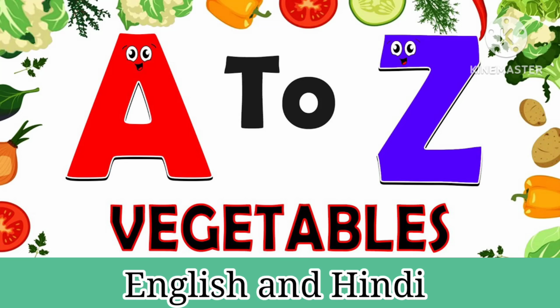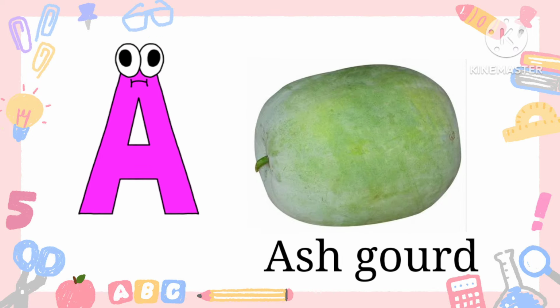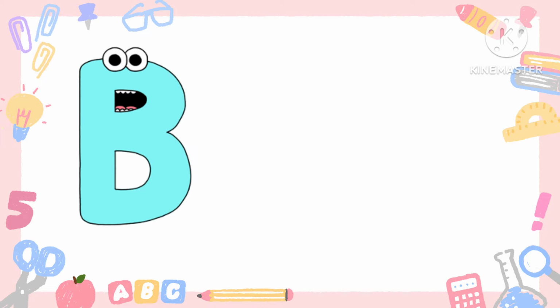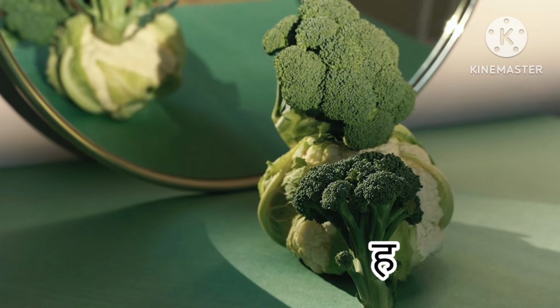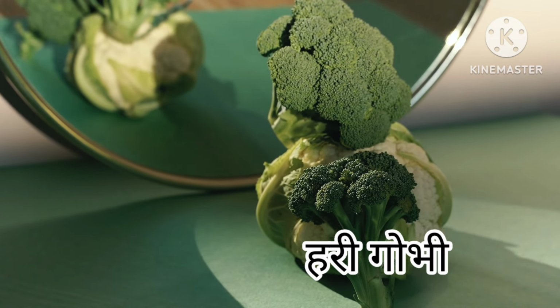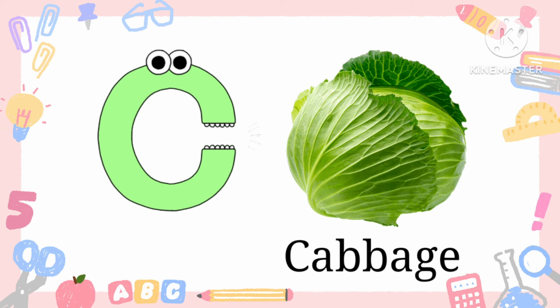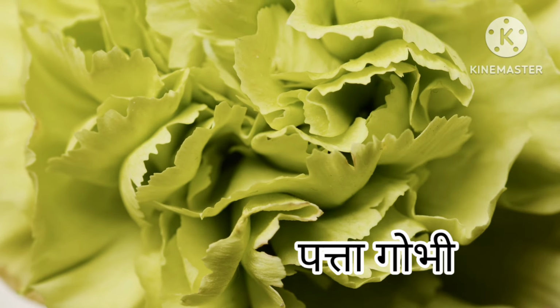Let's learn vegetables' name in Hindi and English. A. A for ash gourd. Hindi mein petha. B. B for broccoli. Hindi mein hari gobi. C. C for cabbage. Hindi mein patta gobi.